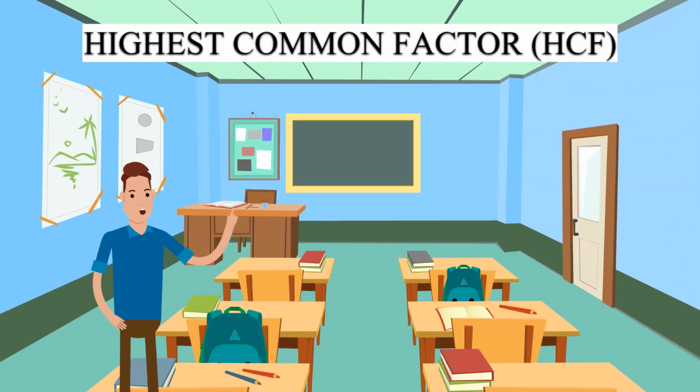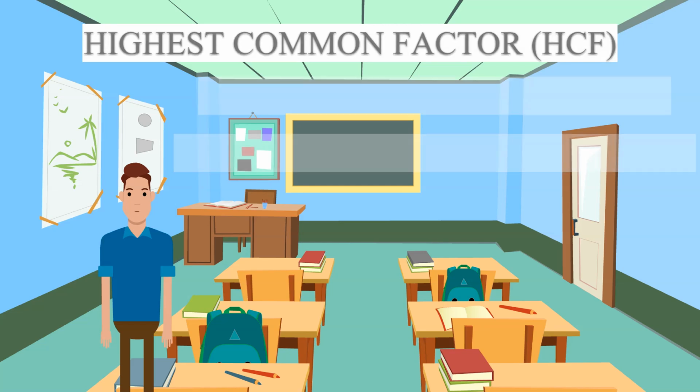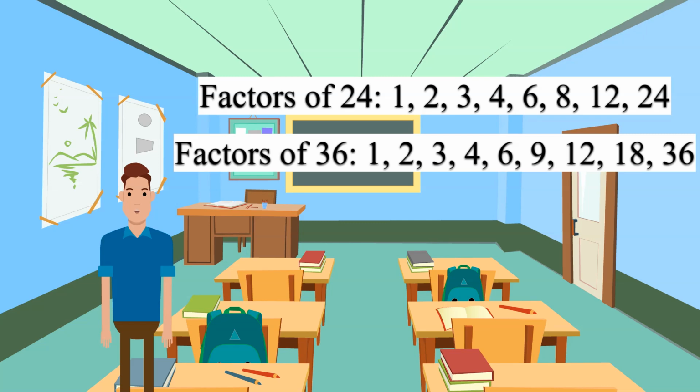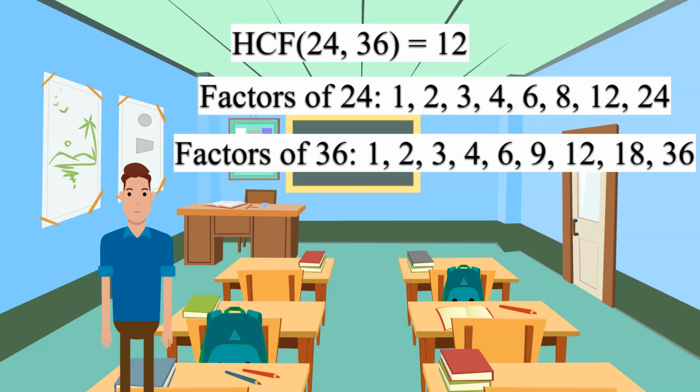The highest common factor is the largest factor shared by 2 or more numbers. Let's find the HCF of 24 and 36. First, list all the factors of each number. Next, identify the factors that both numbers have in common. The common factors are 1, 2, 3, 4, 6, and 12. The largest of these is 12. Therefore, the HCF of 24 and 36 is 12.